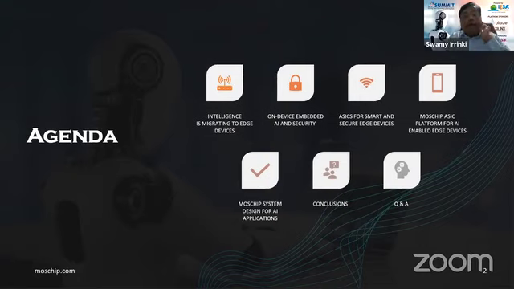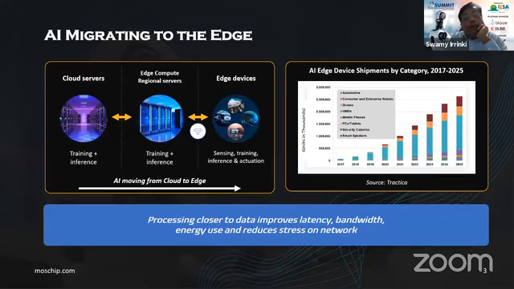So AI is definitely migrating to the edge. Initially, a lot of training is still happening at the cloud and at the edge of the network, but the inference definitely has moved to edge devices, because processing closer to the data improves the latency, bandwidth, energy, and it reduces the stress of the network.